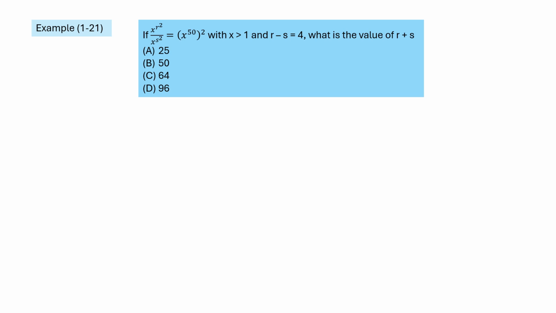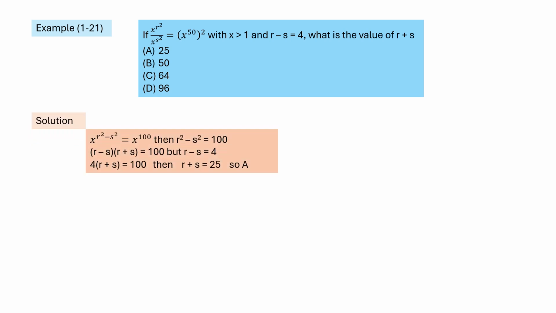When you divide the same base, you must subtract the powers. This is the first thing you will do. So subtract the powers on x: x to the power r squared minus s squared. And multiply 50 by 2 as a property of the exponent, so x to the power 100. Now equate, this is the one-side property. Because it is the same base, you equate the powers. So r squared minus s squared equals 100.